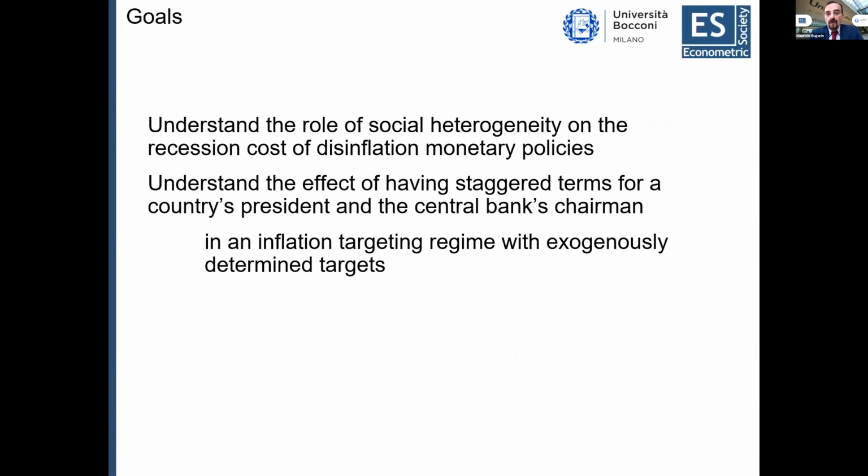The goal of this paper is to better understand the role of social heterogeneity on the recession costs of disinflation monetary policies. I will explain more specifically what social heterogeneity means here, and to understand the effect of having staggered terms for a country's president and the central bank's chairman, in an inflation targeting regime where targets are exogenously determined.